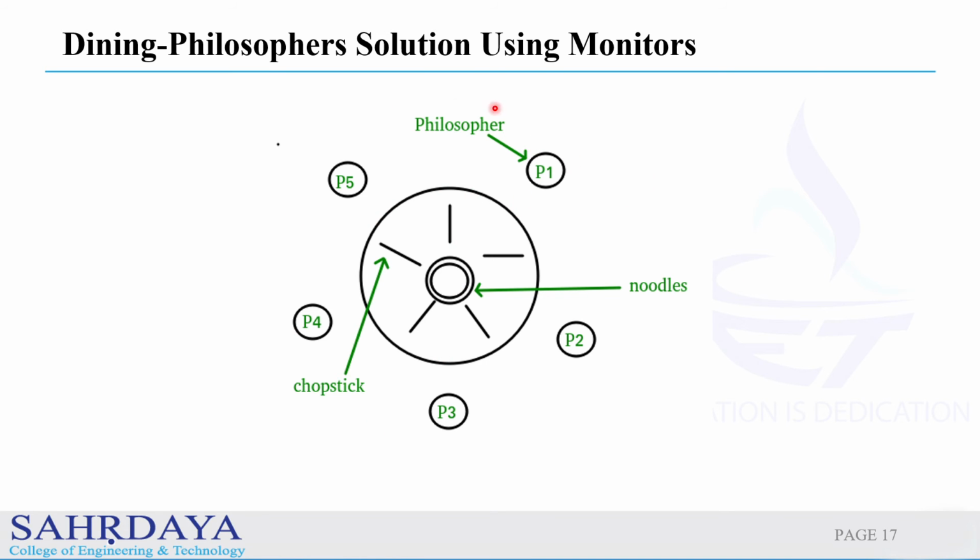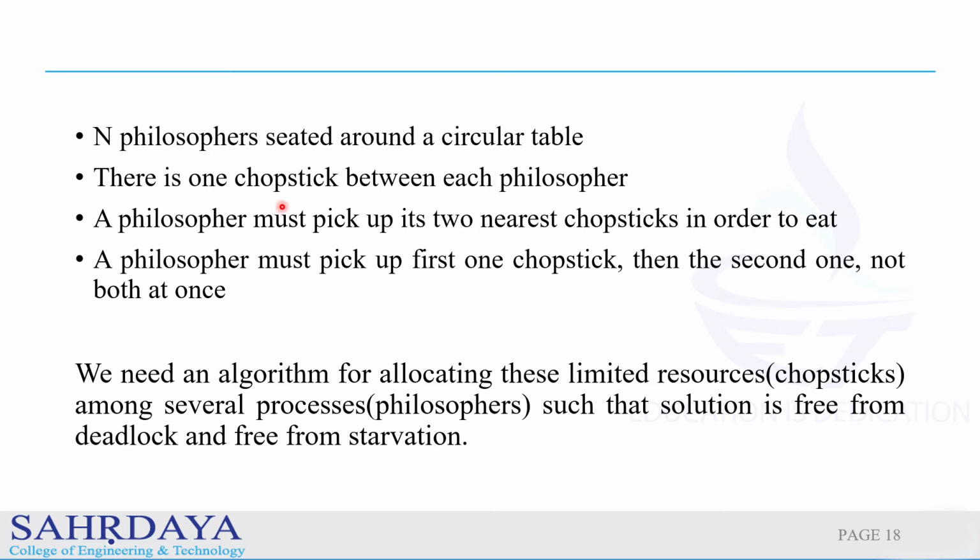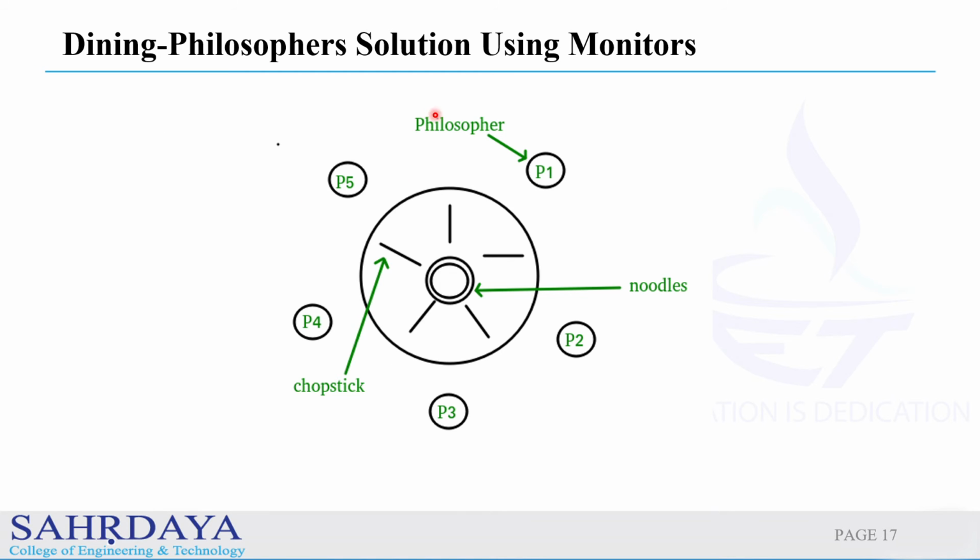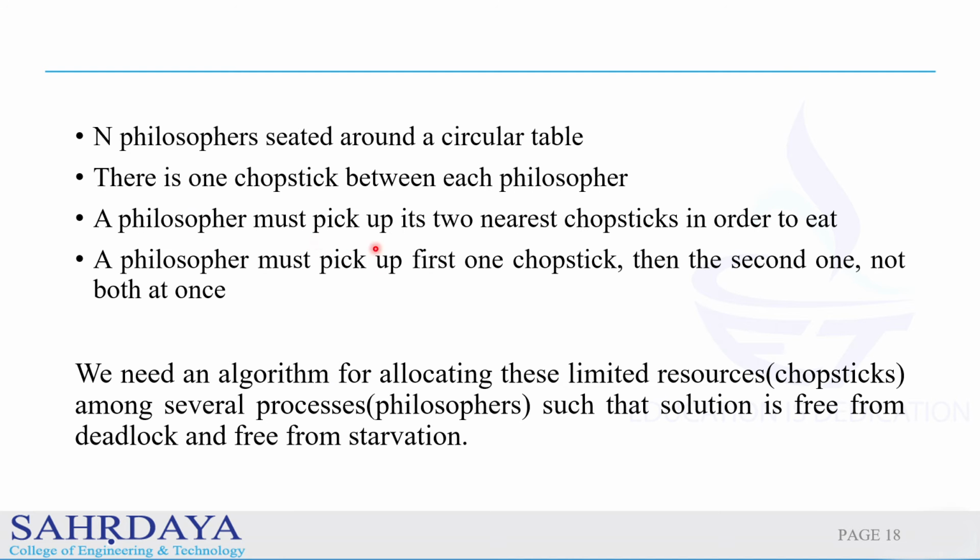So there are n philosophers sitting around a table. There is one chopstick between each philosopher: one between P5 and P1, one between P1 and P2, and similarly between P2 and P3, P3 and P4, and P4 and P5. And there are noodles in the middle. A philosopher must pick up its two nearest chopsticks in order to eat, and must pick up first one chopstick, then the second one, not both at once.